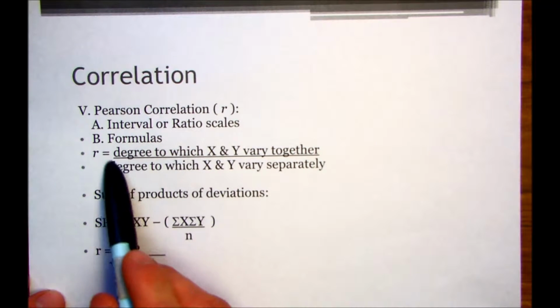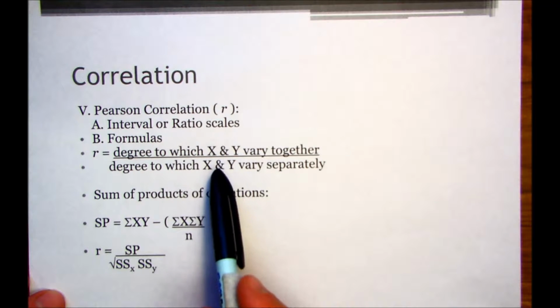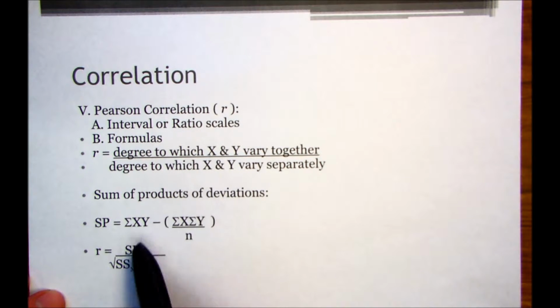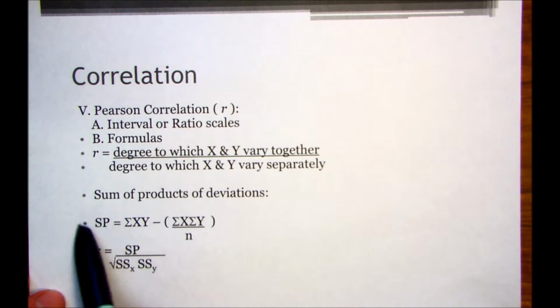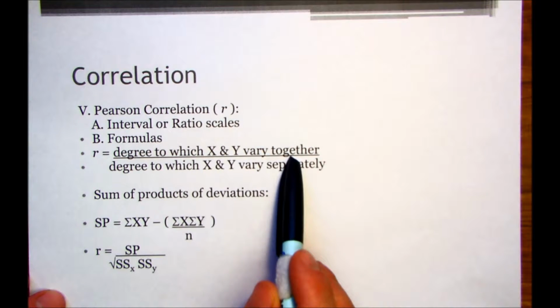So the basic structure of the formula is the numerator is about the degree to which x and y vary together, and the denominator is the degree to which x and y vary separately. And so one of the things that we calculate that's a little new is the sum of products, and that's what would go in the numerator. That's the degree to which x and y vary together.